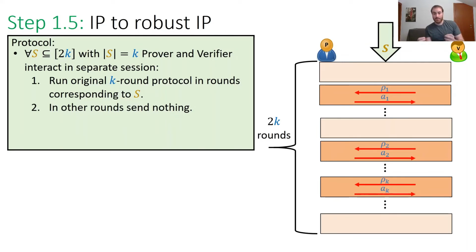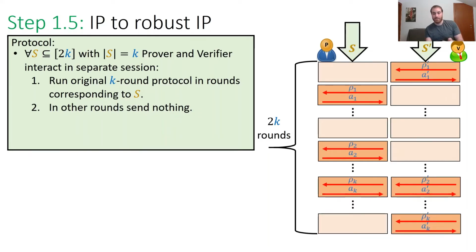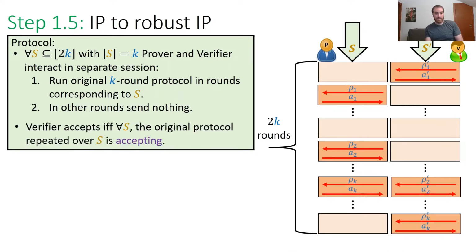So if you look at this example, at the beginning the prover and verifier do nothing, then they do the first round of interaction, then they skip a bunch of rounds, do the second round of interaction, and so on until they've done everything, and then they do nothing again. This is done for every set S. So here's an example of a different set S prime, in which they do the first round of interaction right at the beginning. They skip a lot of rounds. They do the second round of interaction while the previous session does its kth round of interaction, and so on. We do this for every different set S. And in the end, the verifier will accept if and only if in each of the sessions, the original protocol run over S is accepting.